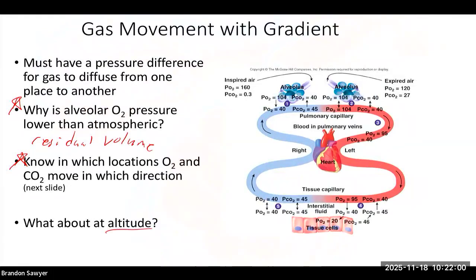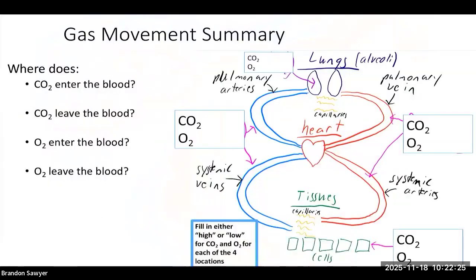The bottom line here with altitude is we're changing this number, which means we have to change this number, which means we have to change this number, and we have to change them all. They all have to drop in order to let oxygen move, which in the end means we have to change the amount of oxygen in our cells. That's what makes it so we have a lack of oxygen getting into our cells. Okay, let's walk through this one here.